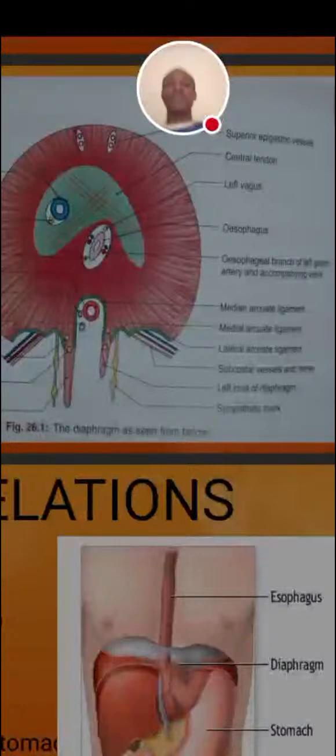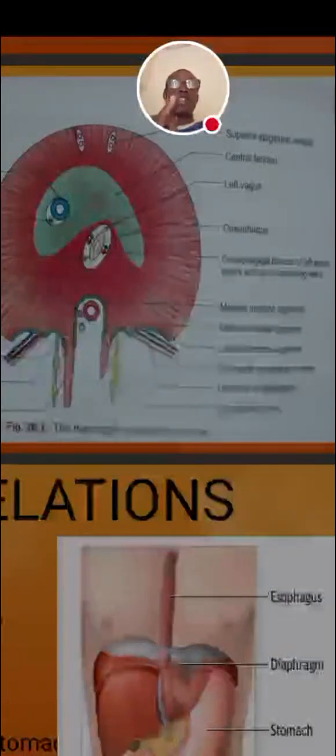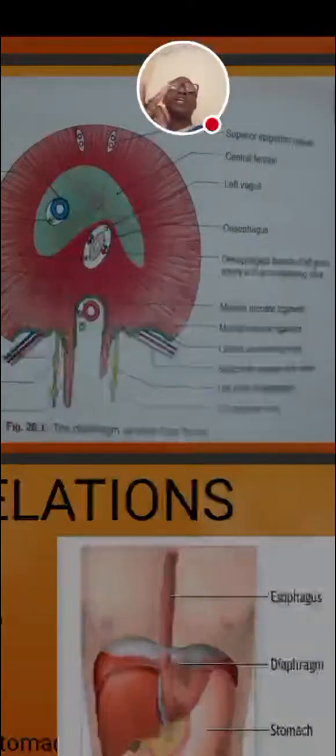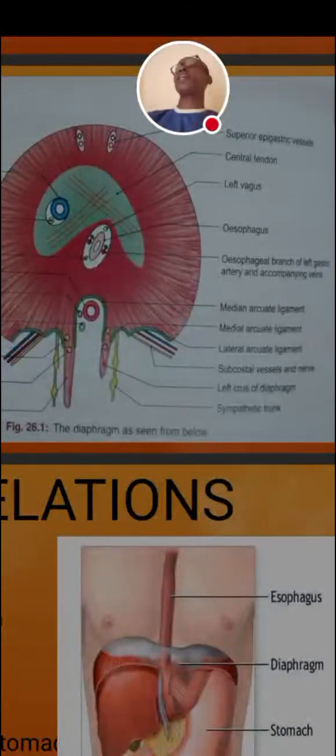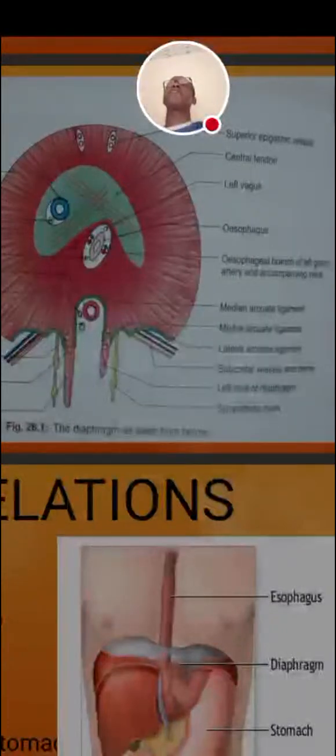The diaphragm originates from three places: the sternum, the back part of the xiphoid process of the sternum, and the costal surface, where you have the inner surface of the lower 6 ribs. Between the inner surface of the 7th rib and the xiphoid process is an opening.